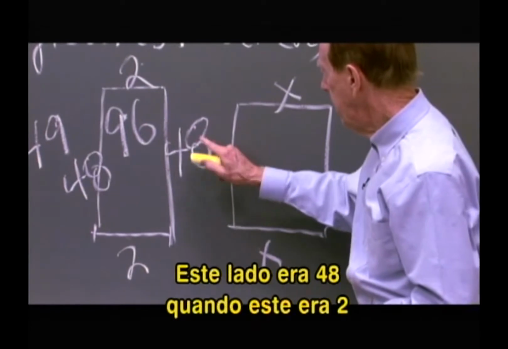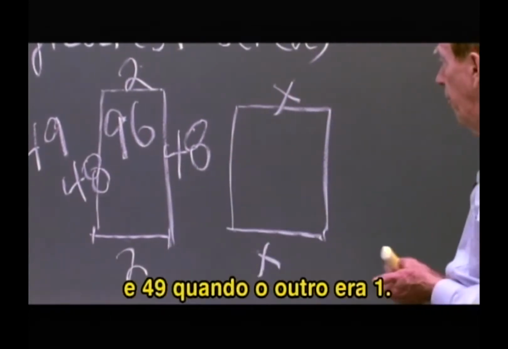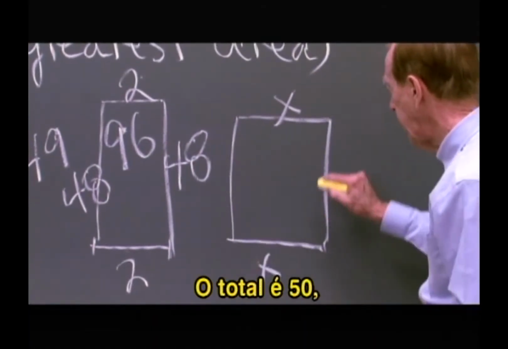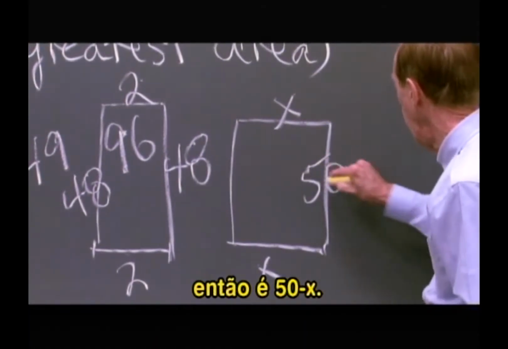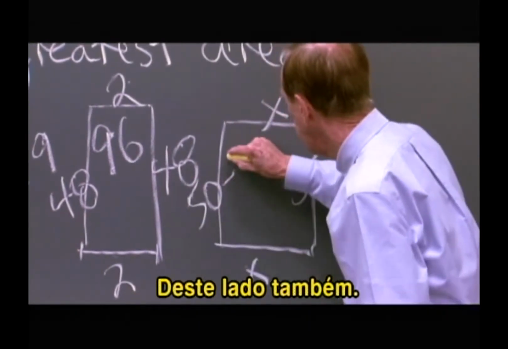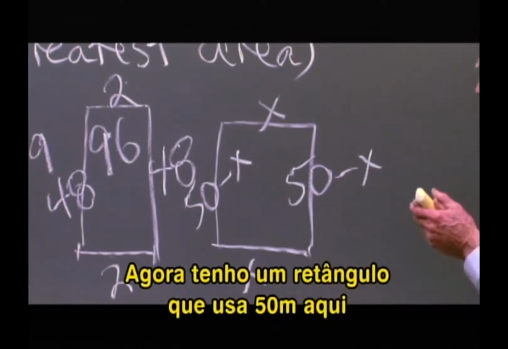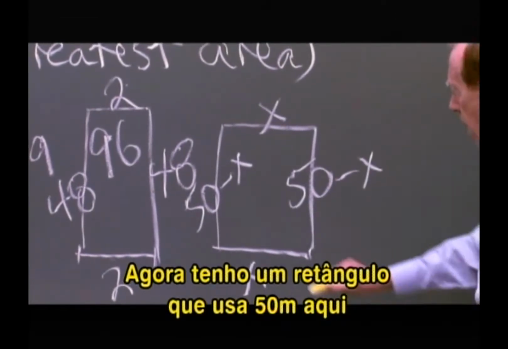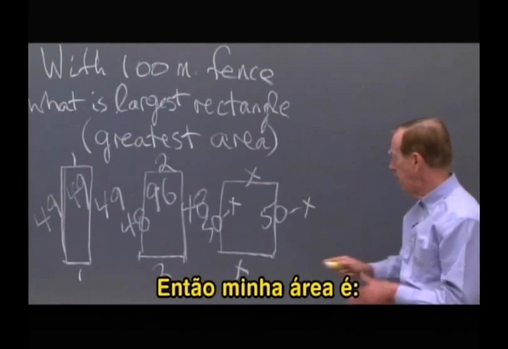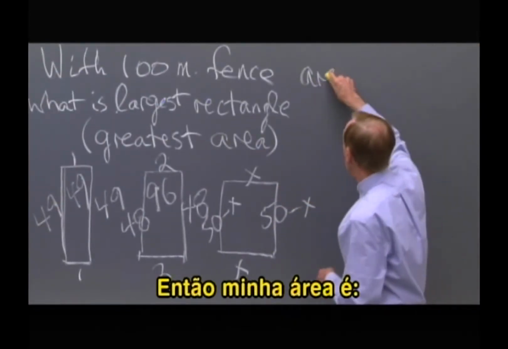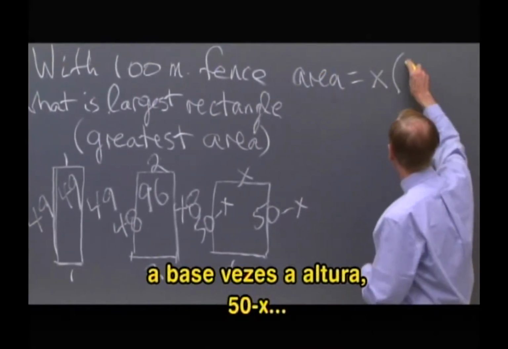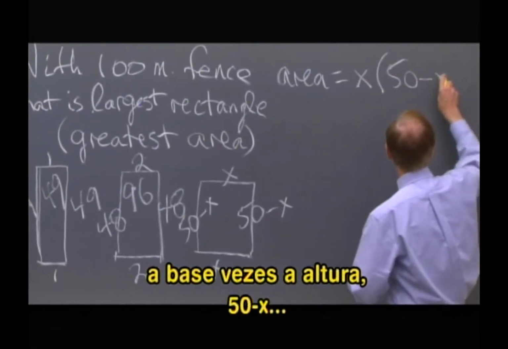Let's see. That was 48 when this was 2, 49 when it was 1. I think it's just, we're going to use 50 at this part. So that's 50 minus x, right? And this is also 50 minus x. And now I've got a rectangle that uses a total of 50 there, a total of 50, uses my 100 meters. So my area is the base times the height, 50 minus x.